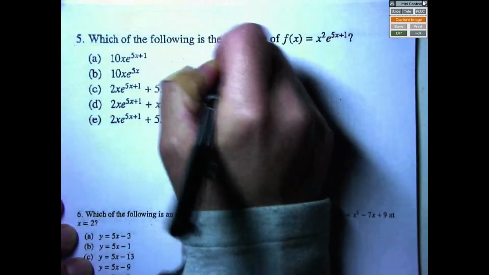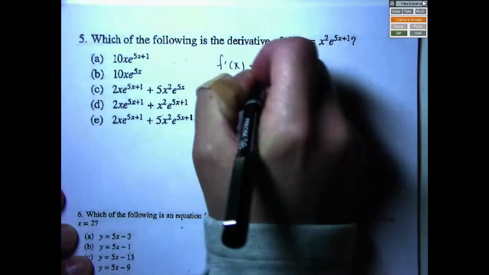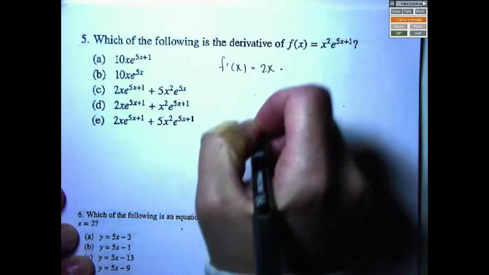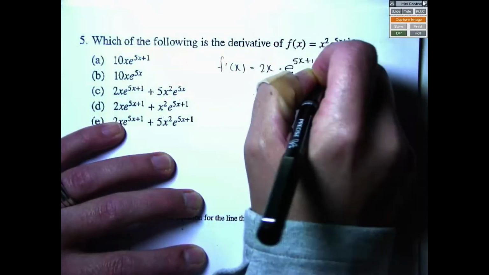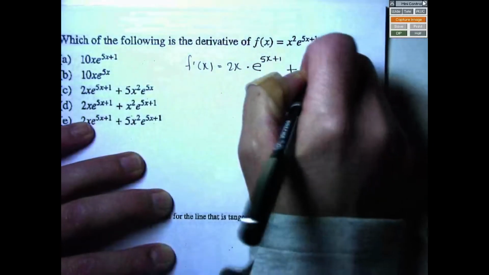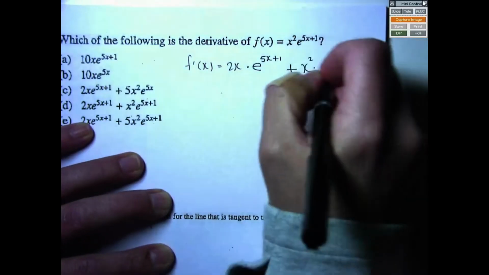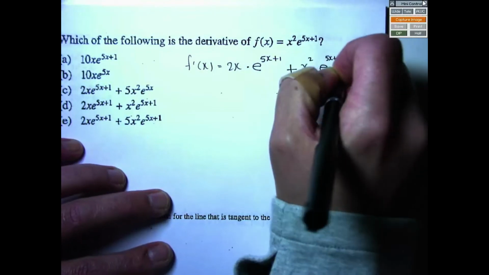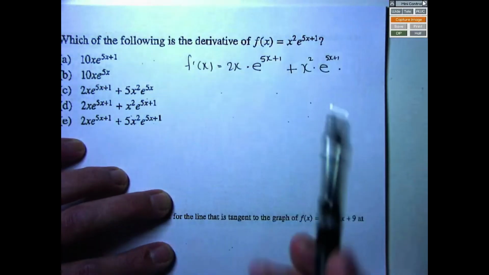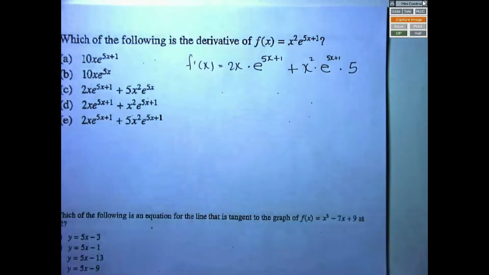Here we go. F prime of x will be equal to derivative of the first. Derivative of x squared is 2x times the second, e to the 5x plus 1, plus the first, x squared, times derivative of the second. Now, derivative of e raised to some function, is e to that function, so e to the 5x plus 1, times derivative of the inside. The derivative of 5x plus 1 is just equal to 5.